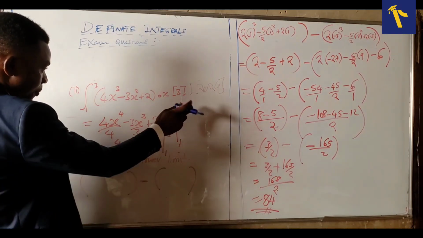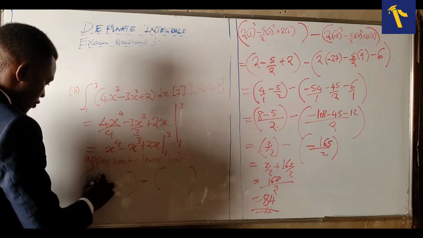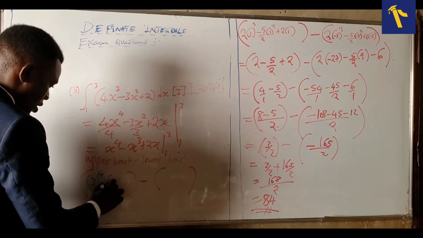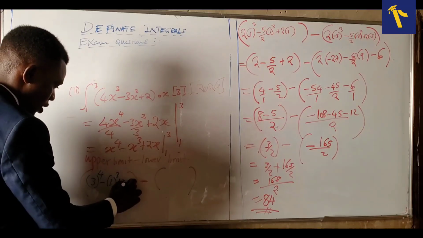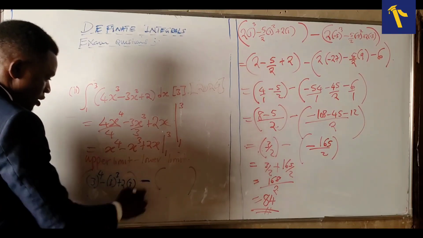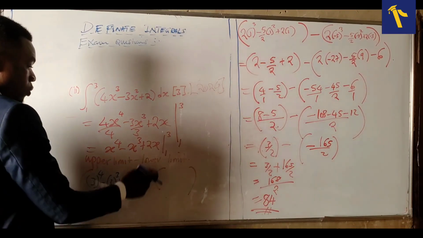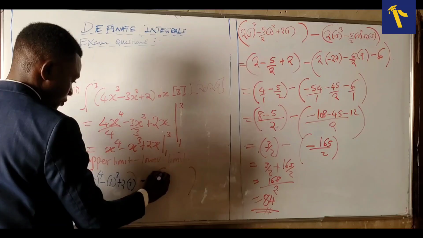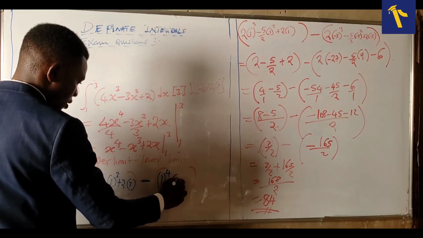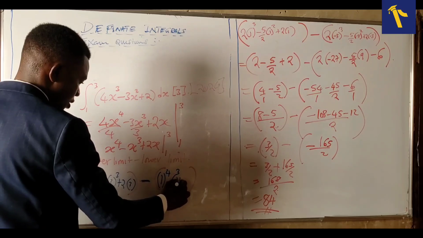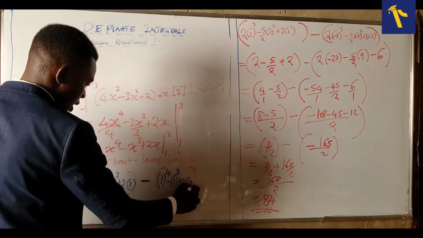Whatever there is x, we can put the upper limit. In this case it is 3. So I'll say 3, everything raised to the power 4, minus 3, everything raised to the power 3, plus 2, wherever there is x, we can put 3. Okay, minus, we are now on the lower limit. We can substitute 1 now. So we're going to have 1, everything to the power 4, minus 1, everything to the power 3, plus 2, whatever there is x, we put 1 like that.